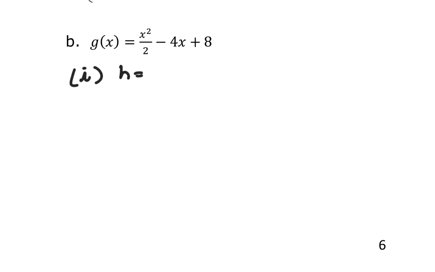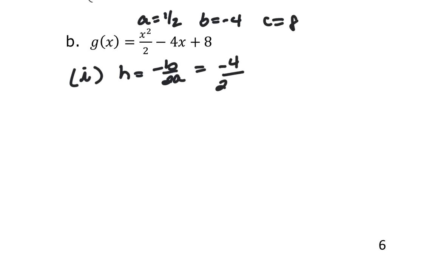So h is equal to negative b over 2a. A is 1/2, b is negative 4, c is 8. So I have negative 4 over 2 multiplied by 1/2. So I get just 4. And the 2 and the 1/2 will cancel, making 1. Double negatives make it positive.